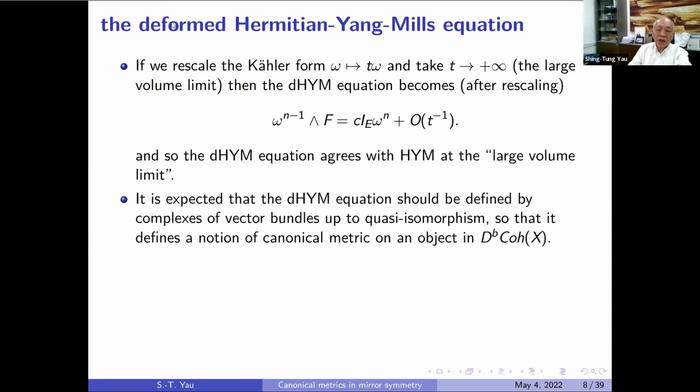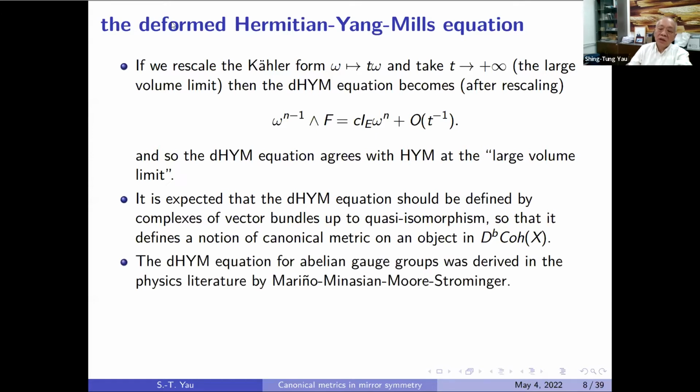So, well, it's expected that the deformed Hermitian-Yang-Mills equation, the equation we just wrote down, can be defined for a complex vector bundle up to quasi-isomorphism, so that it defines the notion of canonical metric on an object in the derived category of the manifold X.